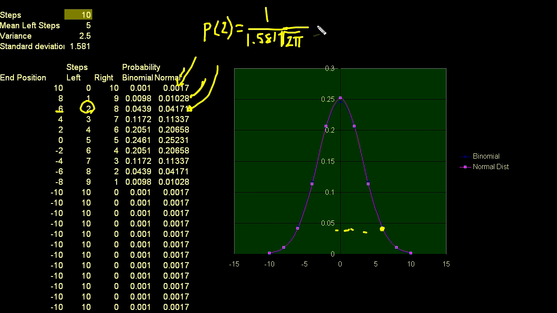But let's see. So times e to the -1/2 times x. Well, the x is what we're trying to calculate. 2 successes. So to have exactly 2 left, it's 2 minus the mean. So the mean is 5. 2 minus 5 divided by the standard deviation, 1.581, all of that squared. That's where this calculation came from.